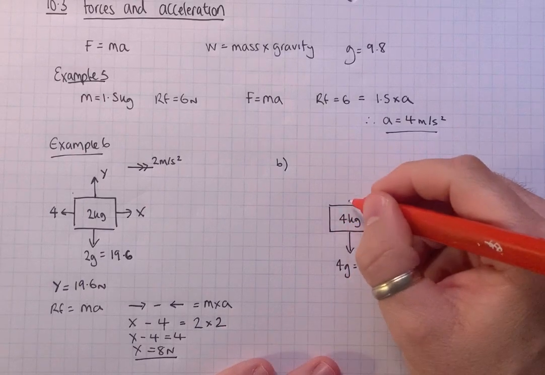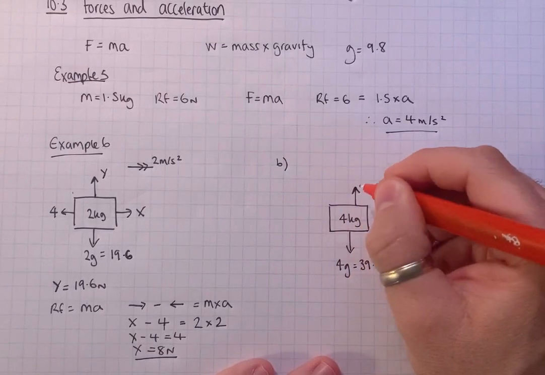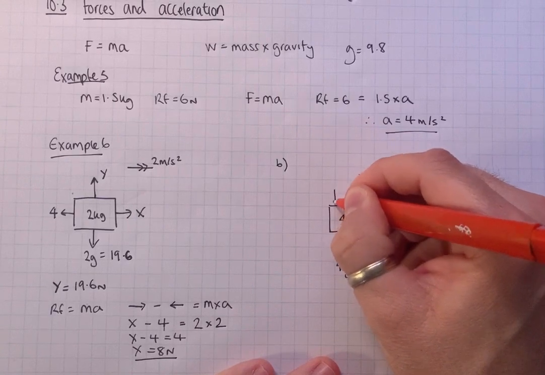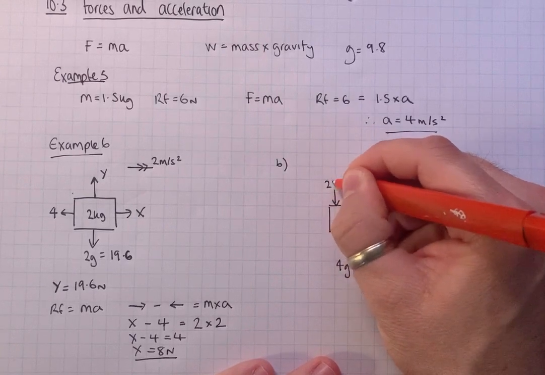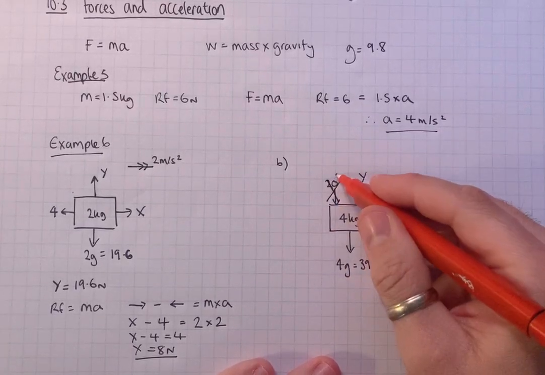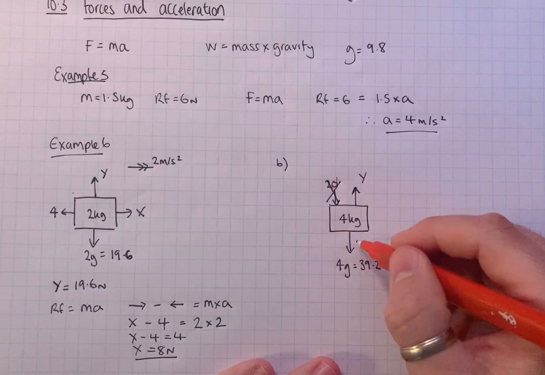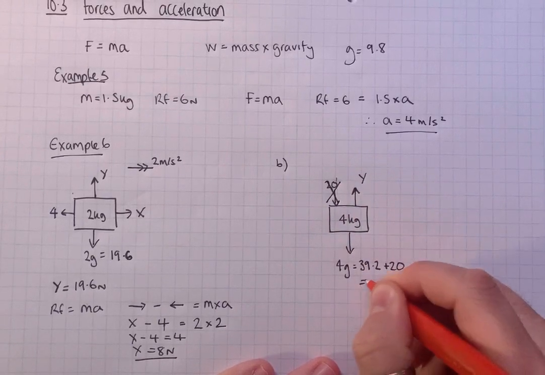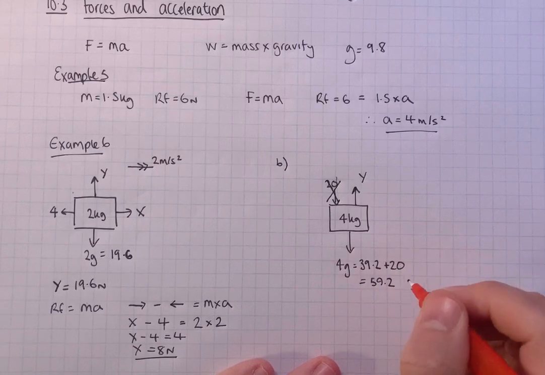A force going upwards, y. And we've also got here, rather annoyingly, a force downwards of 20. Now I don't like that. I'd never have that in my force diagrams. I would also have force going into the block down here, so I've got another 20 here, making it 59.2.